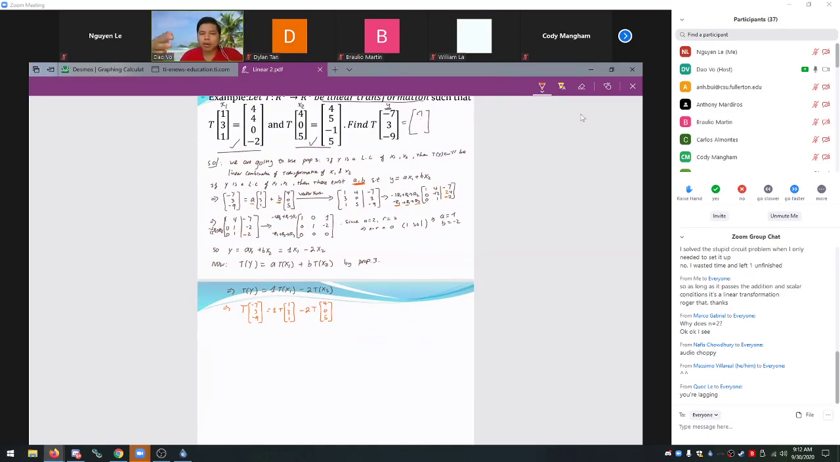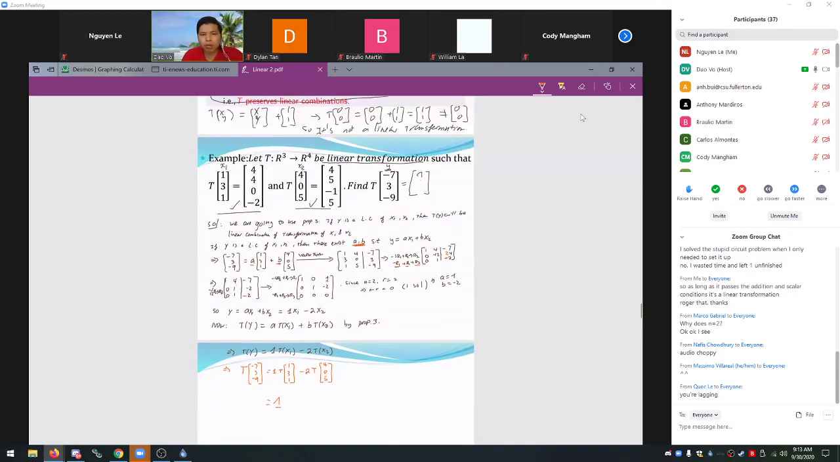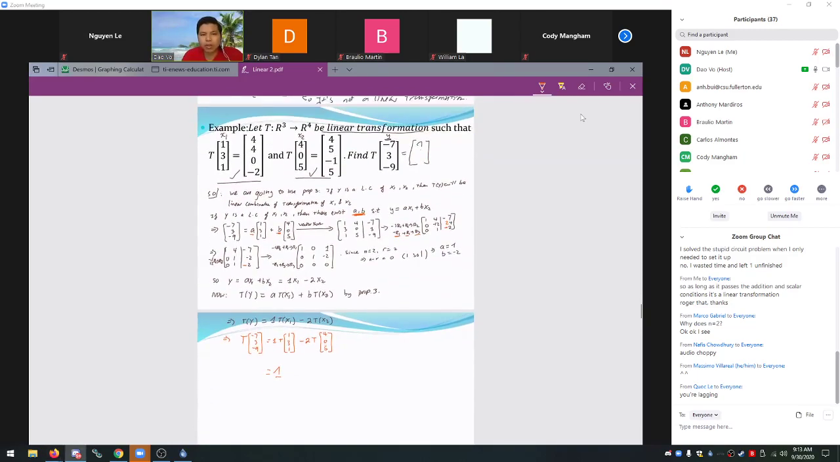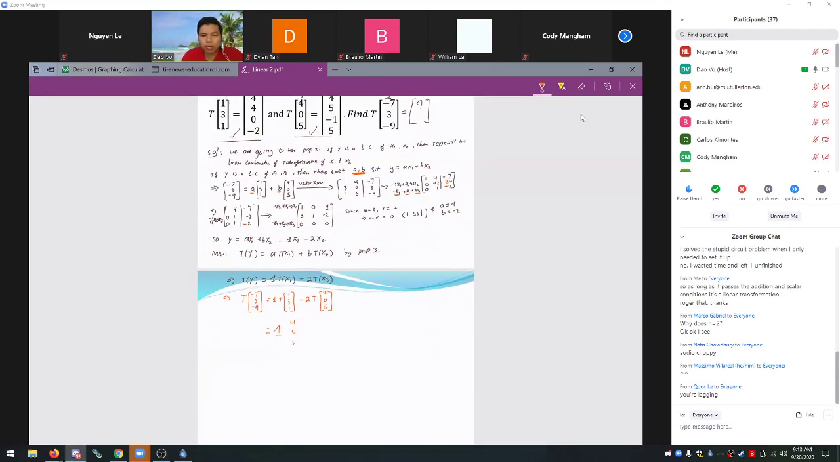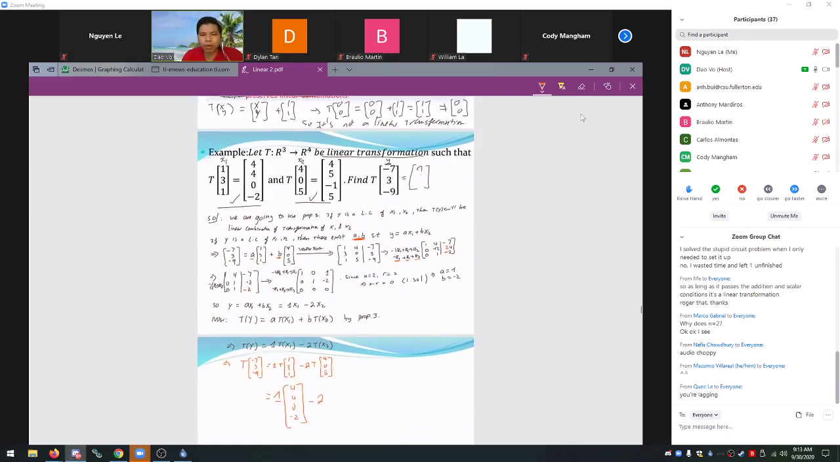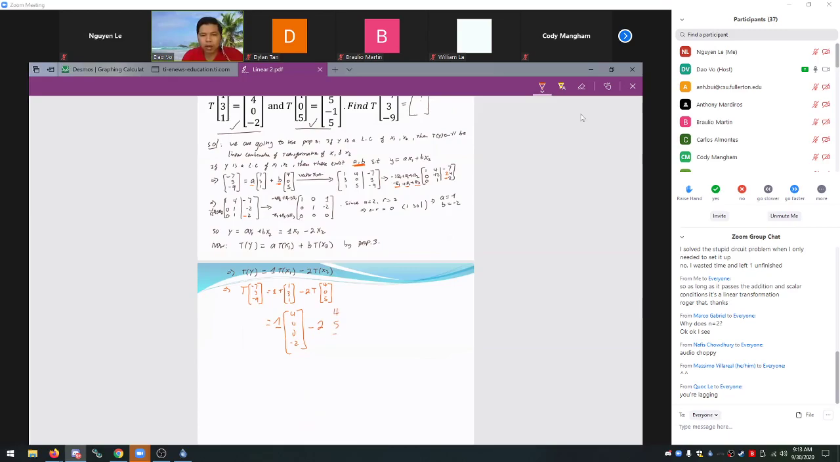All right, so now we have a linear combination. Then now we can go back and fix that, right? So now I can evaluate without a formula. I can just go indirectly through another gate. So by that property, what is the transformation of (1, 3, 1)? T of (1, 3, 1) gives us (4, 0, -2). And T of (4, 0, 5) gives us (5, -1, 5).